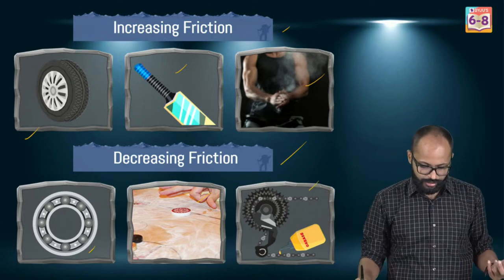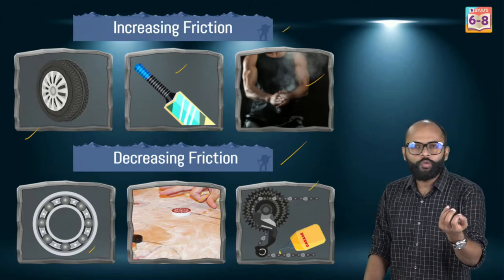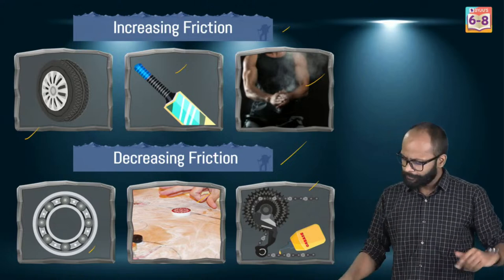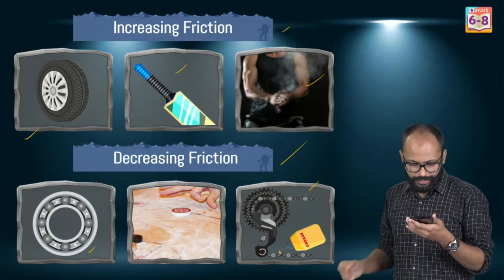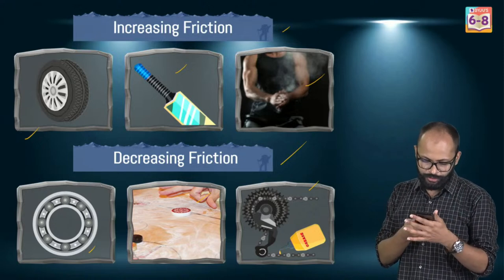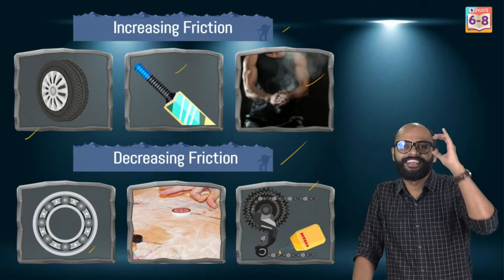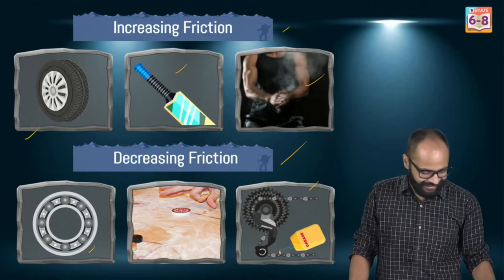Apart from that is your cycle. You go for greasing the chain of your cycle. That is what? Reducing the friction. Simple si baat hai na? Correct? Yes. This is to reduce friction. Bilkul. Science is magic. Magic is until you understand the science behind it.